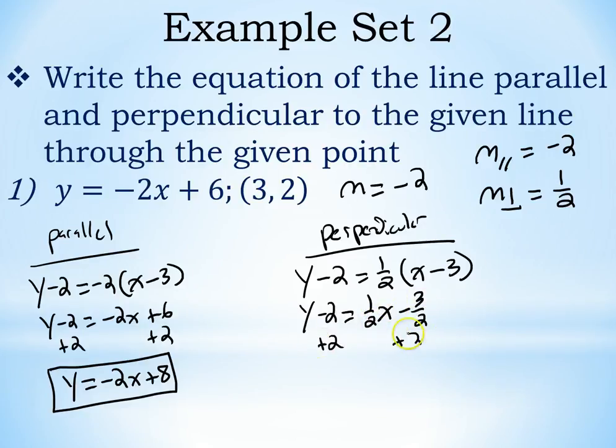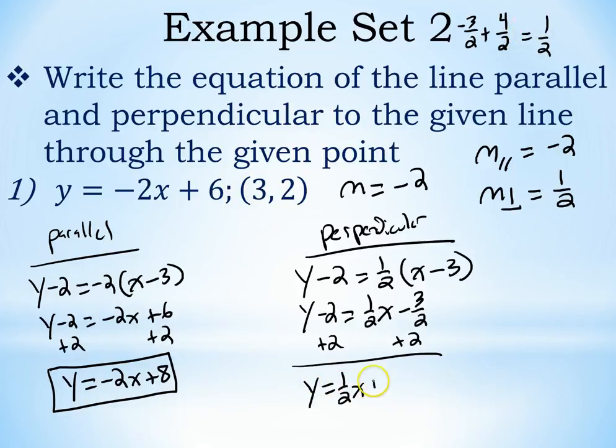Add 2 to both sides, where we're doing negative 3/2 plus 2, that's the same thing as negative 3/2 plus 4/2, which is 1/2. So you get y equals 1/2 x plus 1/2. Perfectly fine to write it like that.